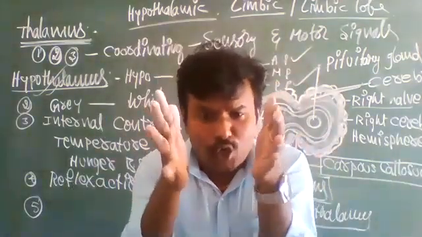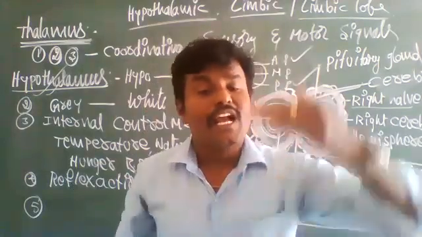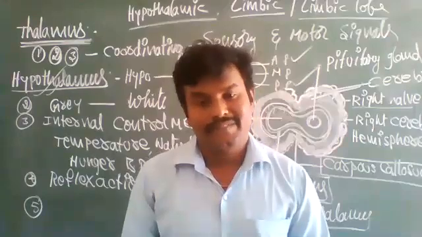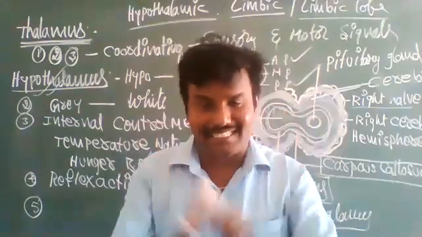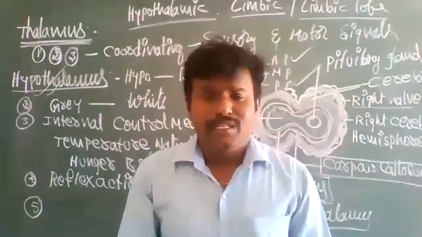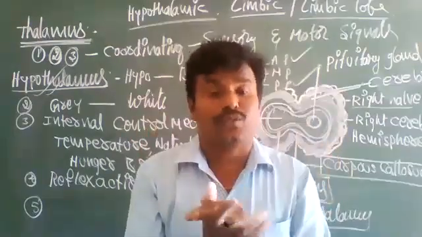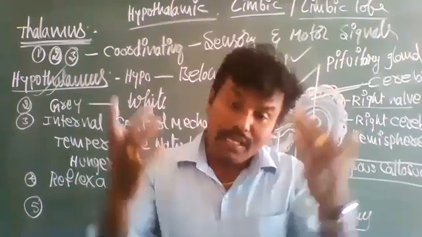Actually, this limbic lobe is responsible for the controlling of sexual urge, sexual desire, lust. Okay, so our sexual emotions, sexual activities are controlled. We ourselves.